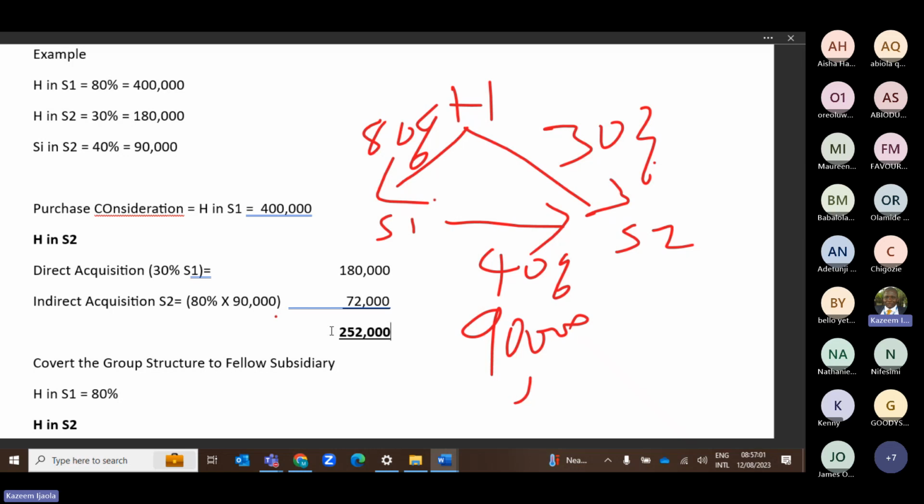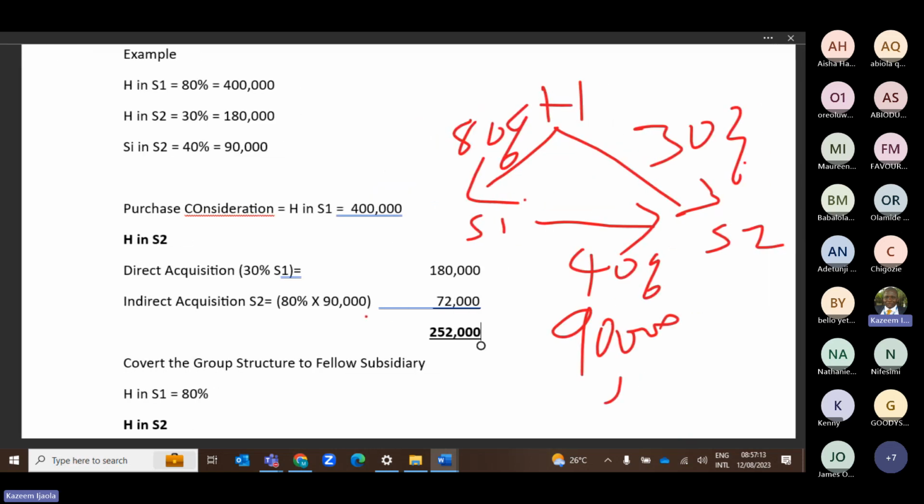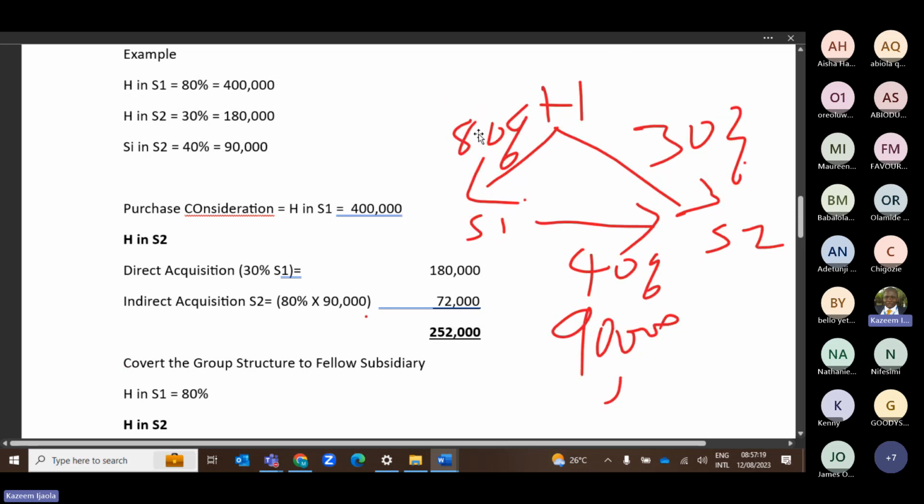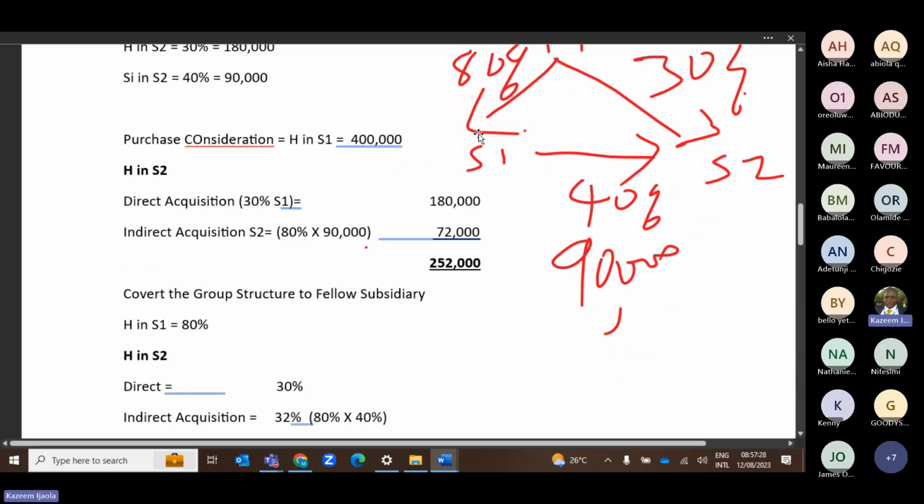All right. If you want to determine the percent, that 32% is just for you to know the percentage holding. But whenever you want to calculate any contribution in form of purchase consideration, you are going to use what the parent directly owns in the subsidiary. In this case, X1 is an entity on its own, right? But H only owns 80% of the entity. The balance of 20% is the NCI of X1. So that is how it works, correct? That is exactly how it is.